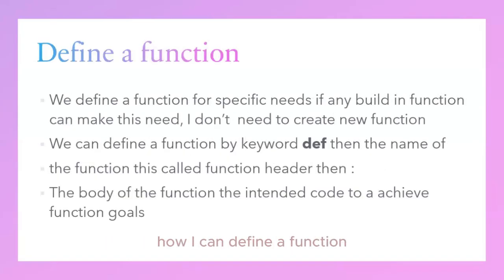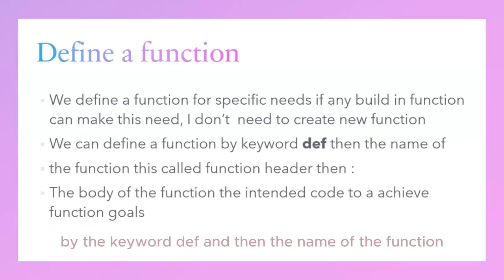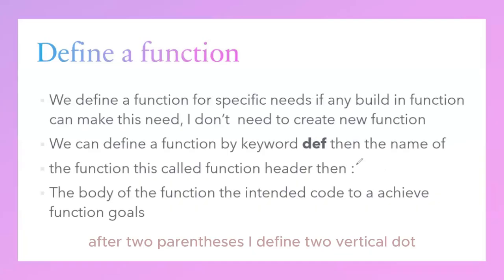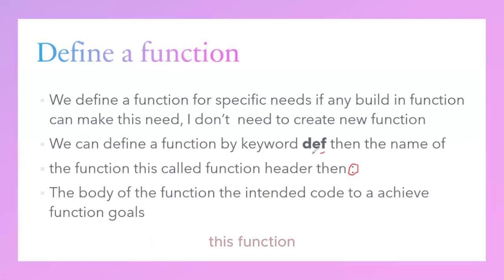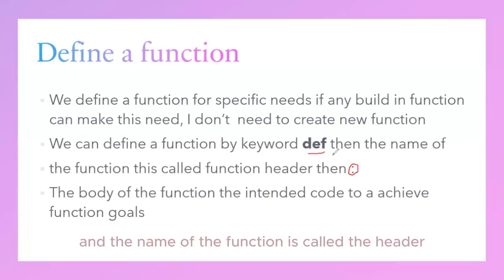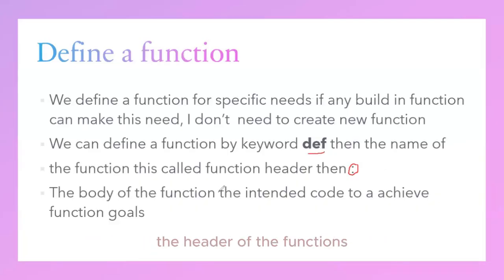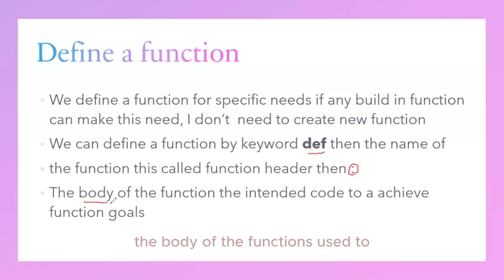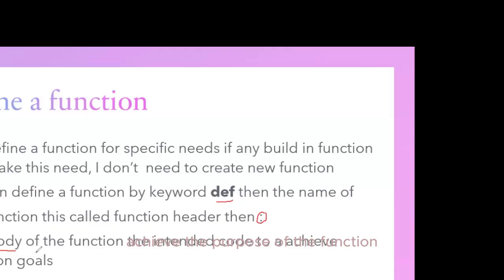How can I define a function? I can define a function by the keyword def, then the name of the function, then 2 parentheses and a colon. Then write the body of the function. Def and the name of the function are called the header of the function, and the statements or code inside the function are called the body of the function. The body is used to achieve the purpose of the function by making intermediate processing to reach the final goal of the function.